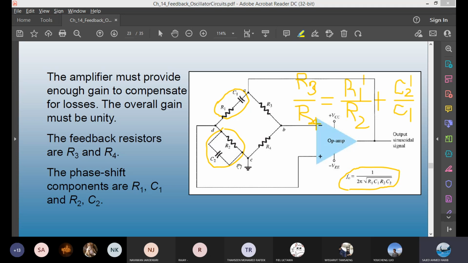If you have a ratio of R3 to R4 greater than 2, there will be enough gain in the overall feedback loop or oscillation loop for the circuit to oscillate at the given frequency, which is given in the equation 1 over 2 pi RC. Now we are assuming R1 and R2 are the same, and C1 and C2 are the same. But if they're not the same, then you take the actual values, you don't do that.